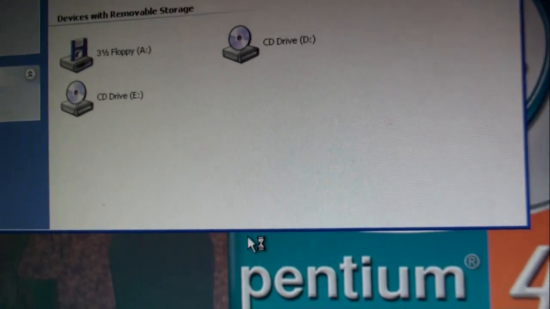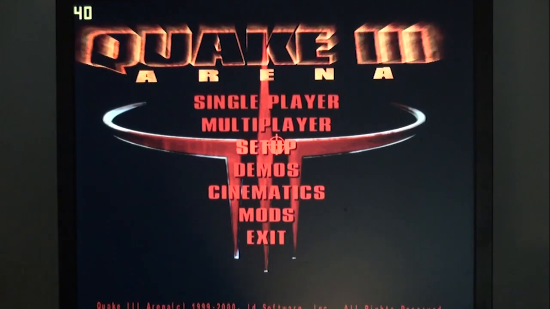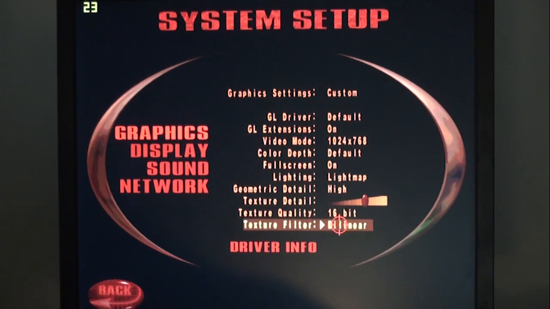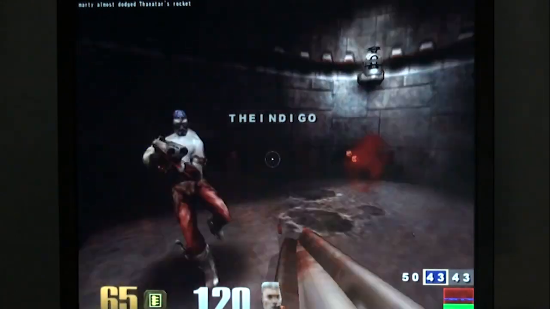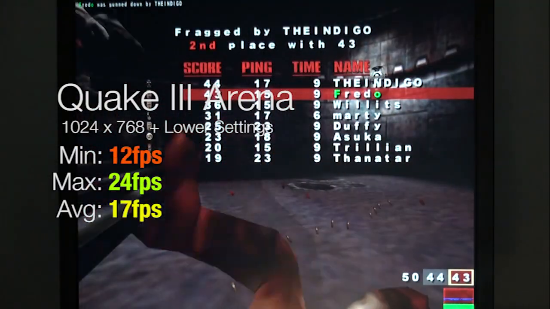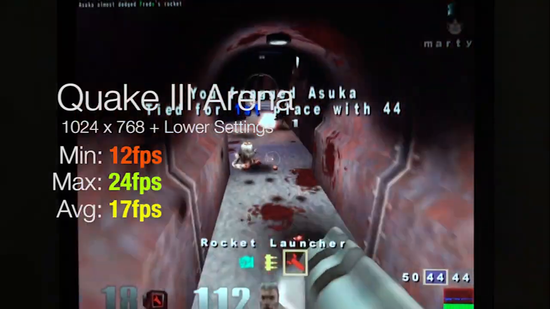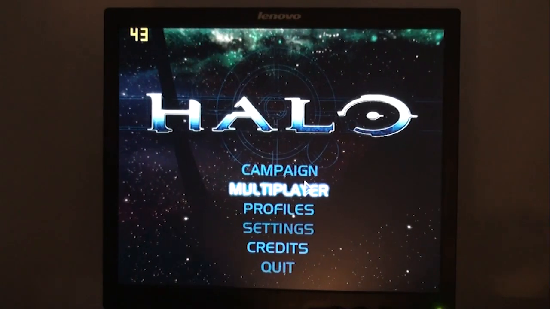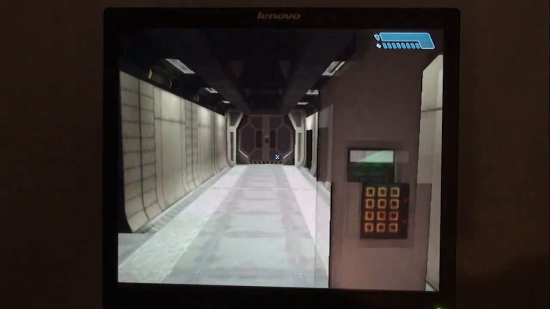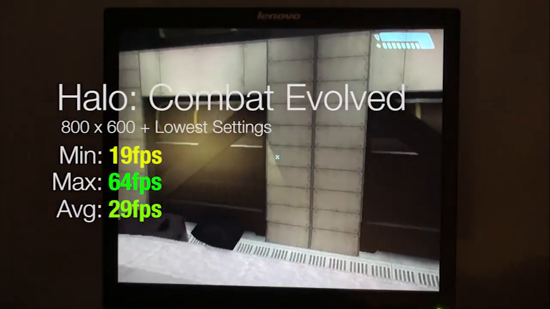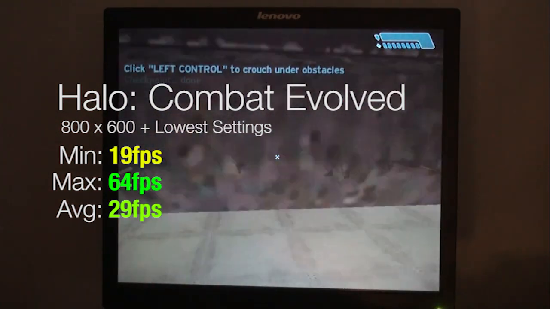So how does the machine perform alone with its 512 MB of RAM? Quake 3 Arena is playable at lower settings and at a resolution of about 1024x768. Frame rates go as high as 24 frames per second and dip to 12 FPS at their lowest, but it usually stays around 17. Halo running at the lowest settings at a resolution of 800x600 is not smooth, but certainly playable, with the FPS hitting as high as 64 and as low as 19, with an average of about 29.